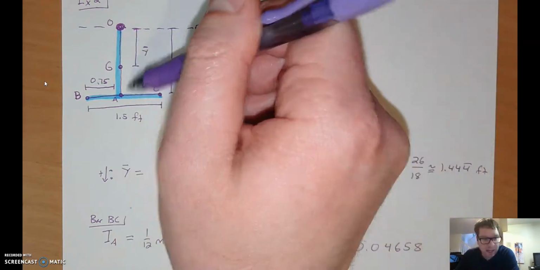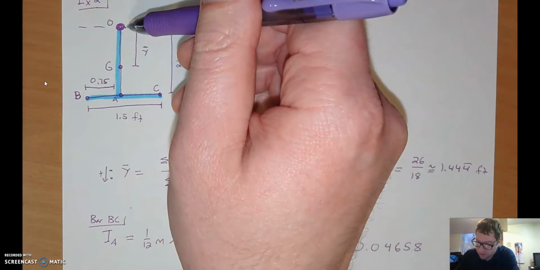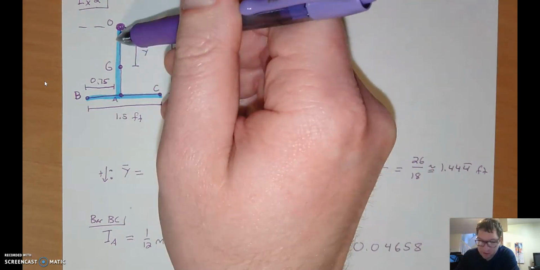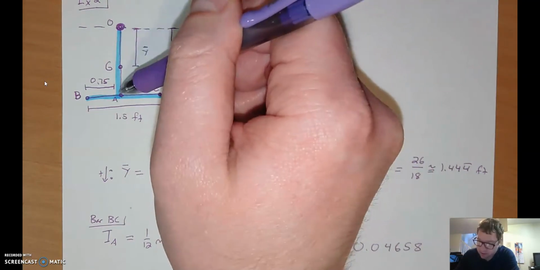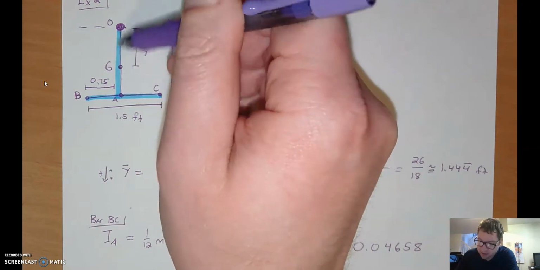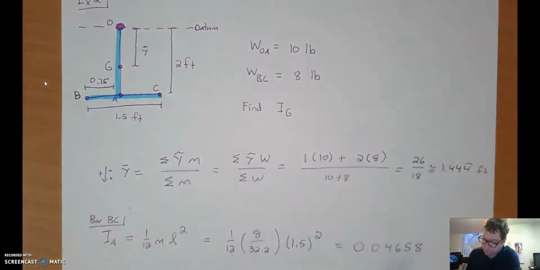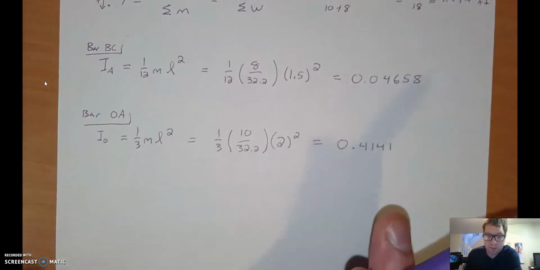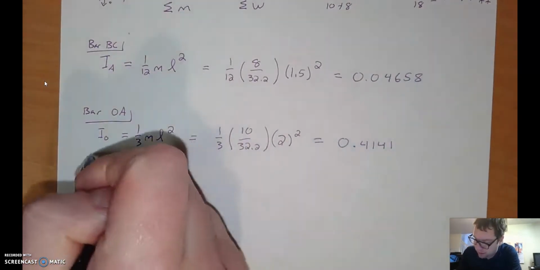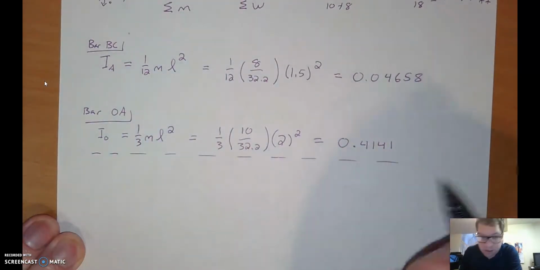We can't just simply add numbers up because this is about different points. So this works a lot like moments, so we have to be careful. It has to be about the same point before I can add them up. So that's kind of high level. What are we trying to do?